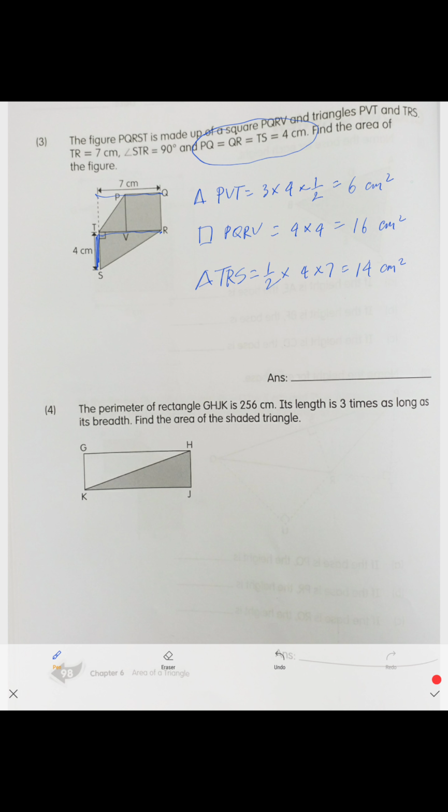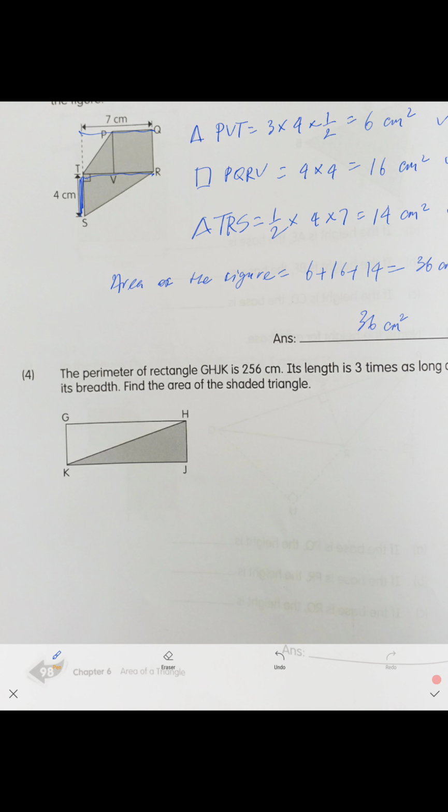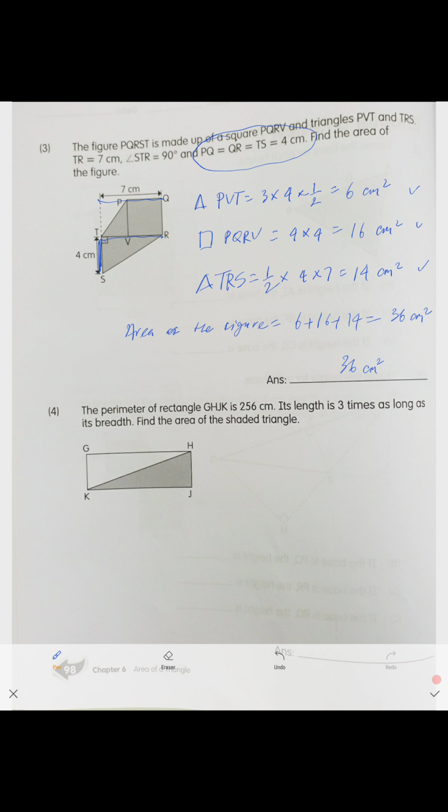So we have all our areas. The total area of the figure is 6 plus 16 plus 14, which is equal to 36 square centimeters. That's your answer. All right, you got that part. The perimeter of a rectangle GHQ, the whole perimeter.